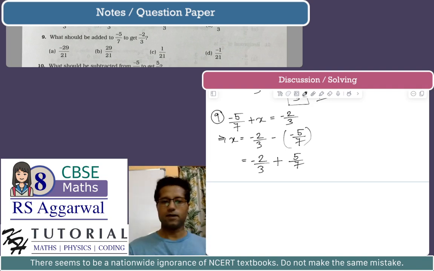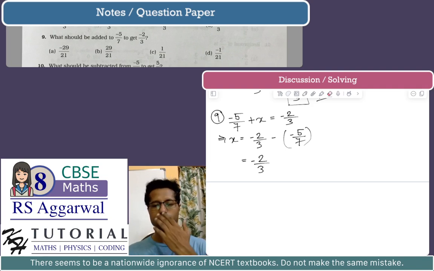Now if you want to understand with more clarity what actually needs to be done, you know that when we subtract a rational number r by s from p by q, we just add the additive inverse of r by s. So in this problem it will be plus the additive inverse of minus 5 by 7. How do we find that? We just negate the numerator.